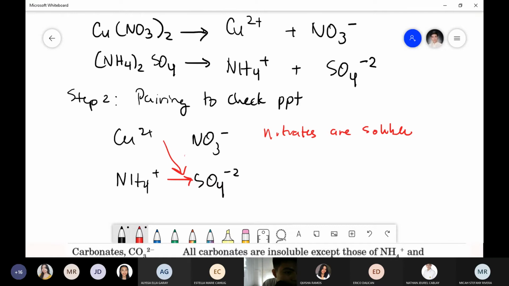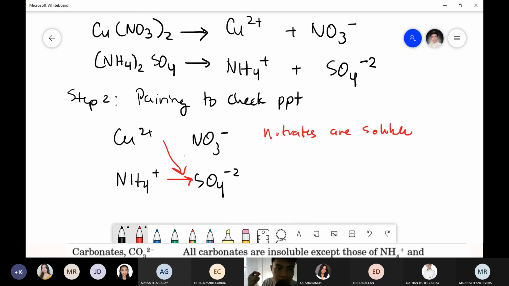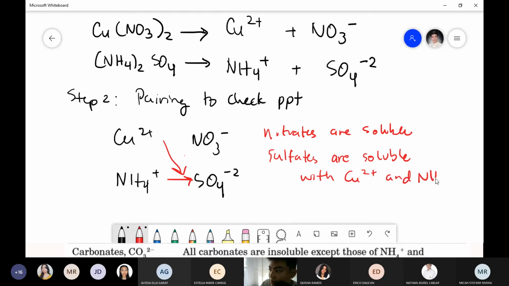Ano sabi sa sulfate? Basahin. Most sulfates are soluble except calcium, strontium, barium, lead. Okay, so ibig sabihin soluble siya unless you pair it with calcium, strontium, barium, and lead. So do we have strontium, calcium, barium, lead? Dito, wala. Meron tayo copper and ammonium. So since hindi siya kasama sa except, when you partner them, soluble pa rin sila. So, it happens that in our case, our sulfates are soluble with Cu2 plus and NH4.